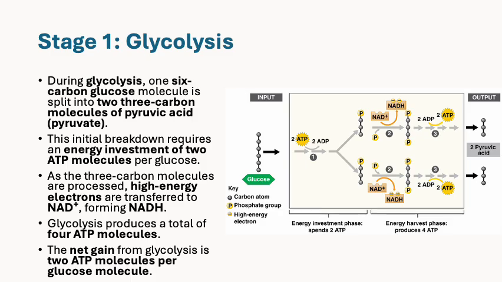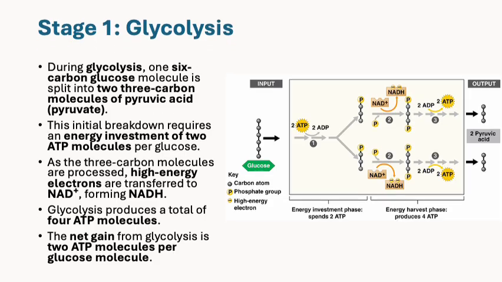Glycolysis is the first stage of cellular respiration and occurs in the cytoplasm. One 6 carbon glucose molecule is split into two 3 carbon pyruvate molecules. This process requires an initial investment of 2 ATP molecules, but it produces 4 ATP in total, resulting in a net gain of 2 ATP per glucose. During glycolysis, high energy electrons are also transferred to NAD+, forming NADH. Even though glycolysis produces only a small amount of ATP, it is essential because it begins the breakdown of glucose and prepares molecules for the next stage.